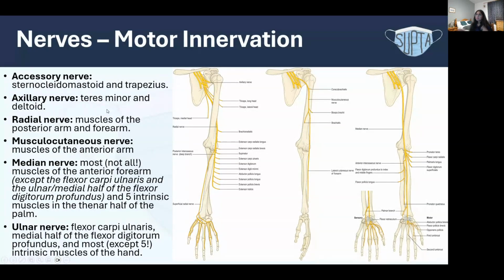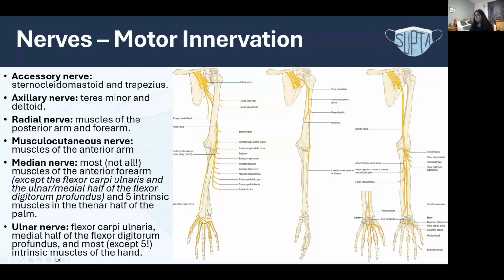Radial nerve, okay? Simple. As I said, the posterior one's very nice, very simple. Muscles of the posterior arm and the forearm. That's its innervation. The musculocutaneous nerve, again simple: muscles of the anterior arm. Now your median and ulnar nerves, they're the dramatic ones. But again, we've covered all of this, so we're not going to panic, okay?